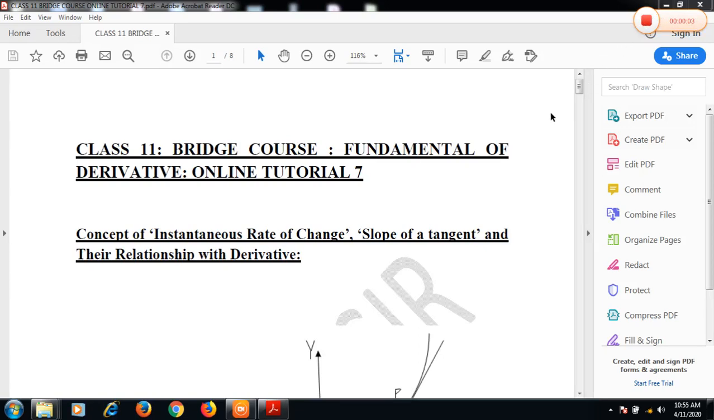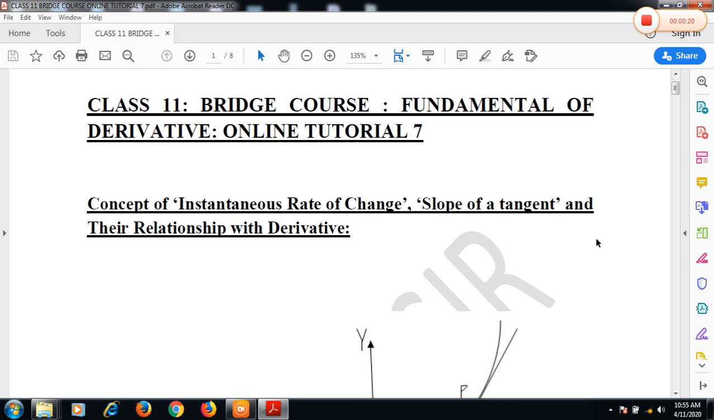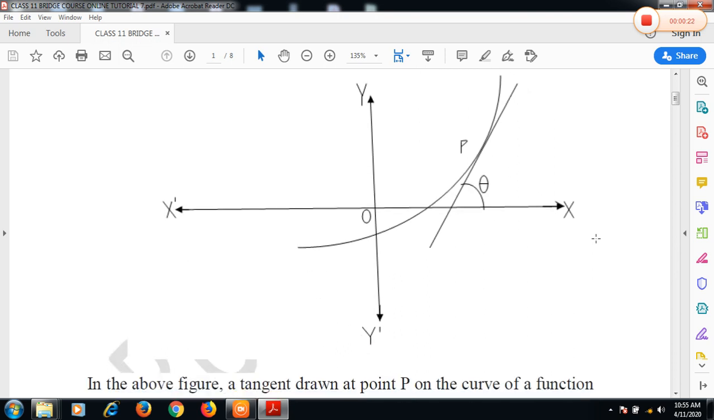Hello students, today we will be dealing with class 11 bridge course Fundamental of Derivative online tutorial 7. We will be discussing the concept of instantaneous rate of change, slope of a tangent and their relationship with derivative.